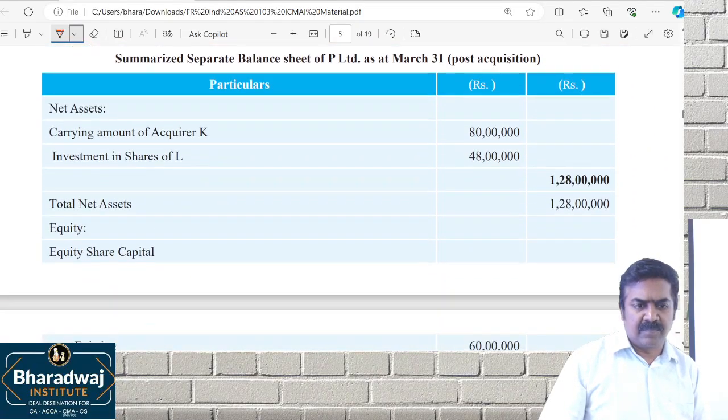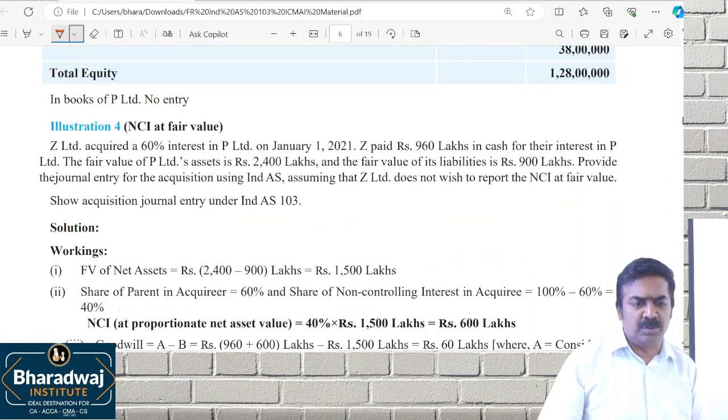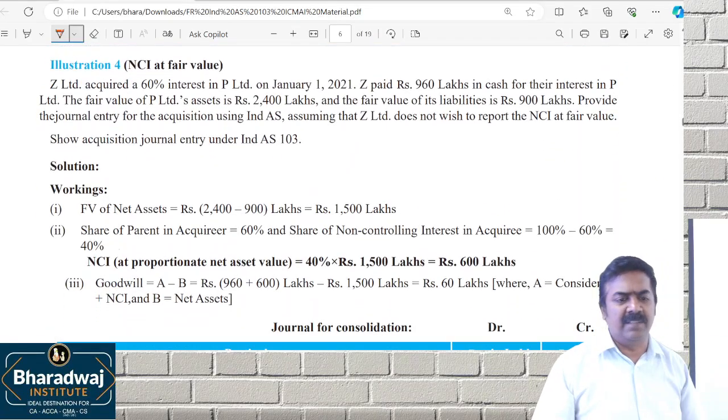Okay. They would have given the balance sheet. You can go through it at home. I do not know, they repeated. Leave it. Illustration 4.